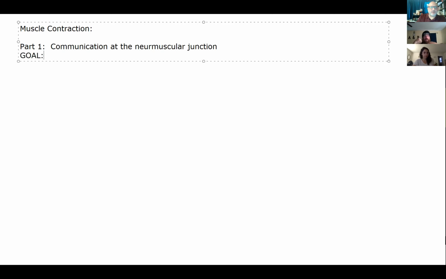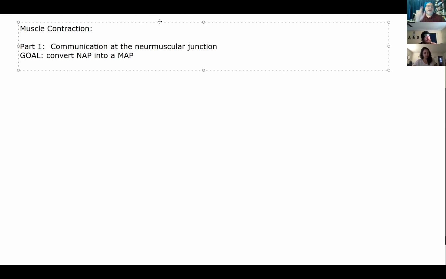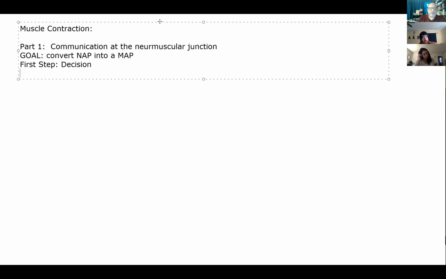And remind me again, what was the goal of part 1? Convert neural action potential to muscle action potential. And I'll just abbreviate it because I think we've written it enough times for right now. Plus, it's not the point we're trying to emphasize. All right, let's add to this, though. What was the first step in that process? Making a decision in the brain to move the muscle. Excellent, right? Because we voluntarily control our skeletal muscle. So the first step was making a decision. And what was the last step?